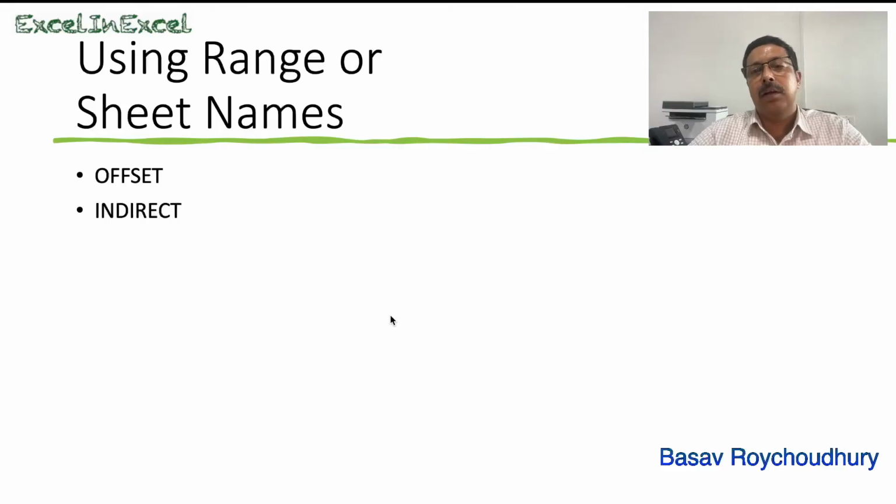On the other hand, the indirect function allows us to further automate and gives us more flexibility in terms of accessing different ranges or different sheets from the same formula, depending on what sort of inputs are provided to us. So let's try to delve more into these functions.